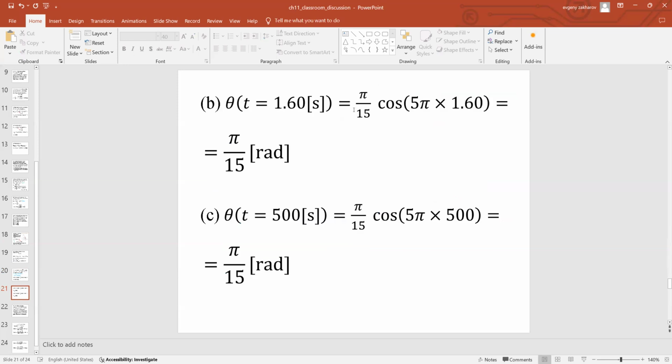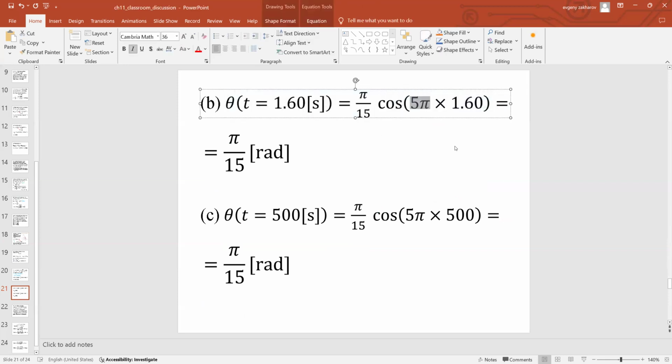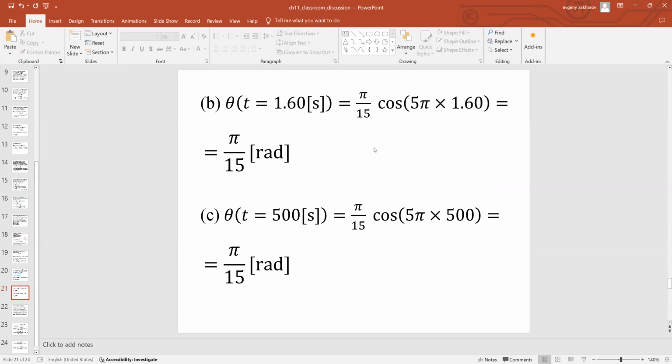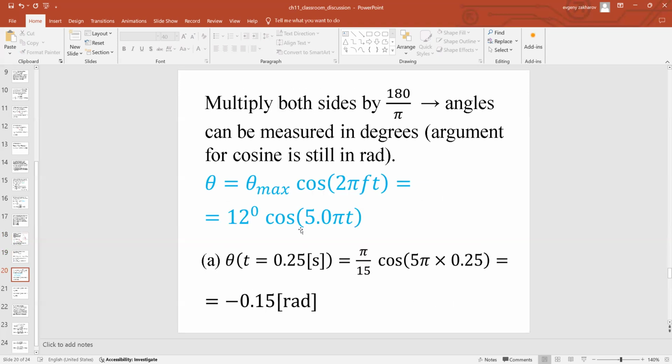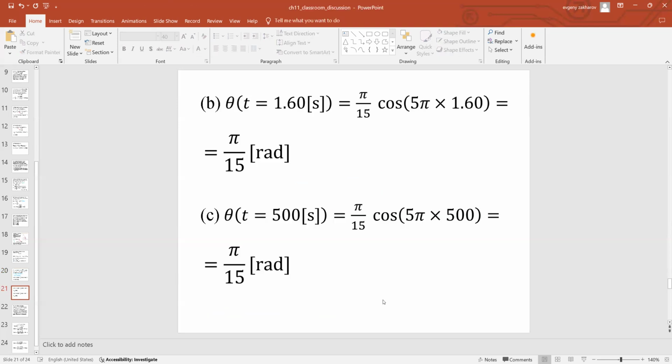At 1.6 seconds, it's the same 12 degrees in radians. Then the cosine of 5 pi, which is the given frequency multiplied by 2 pi radians, and 1.6 seconds gives you pi over 15. So now it's a positive value. That means you are on this side of the equilibrium position, to the right of equilibrium. In the previous part, you were to the left. Now you are to the right.